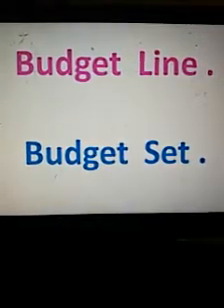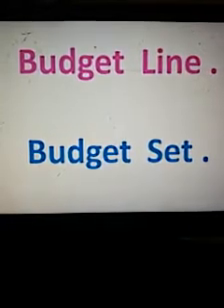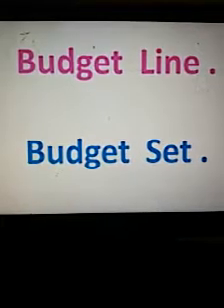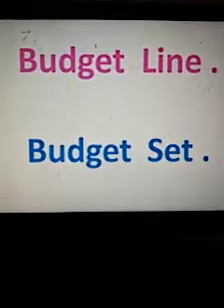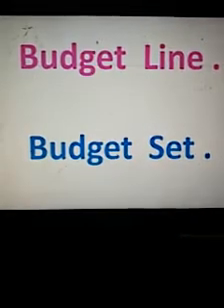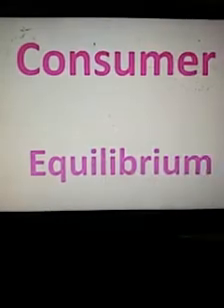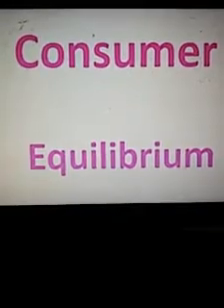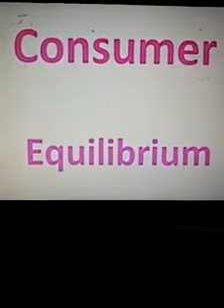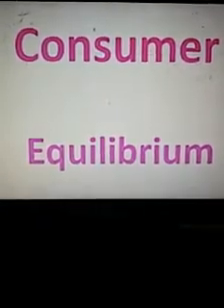Now, what is a budget set? A budget set is the attainable combinations of two goods given the prices of goods and the income of the consumer. The budget set equation is briefly known as the budget equation. Now, moving to the topic consumer equilibrium, which I will be explaining on my whiteboard.